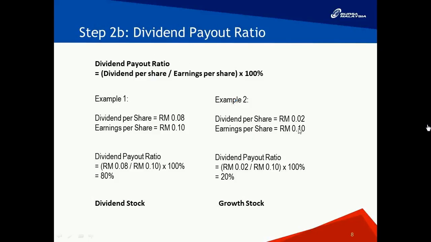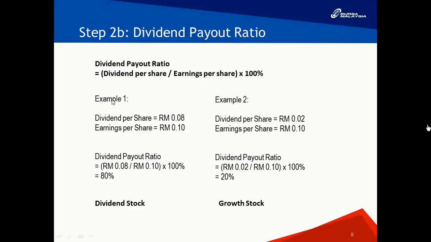Example number 2, another stock. It makes 10 cents a share, it pays out 2 cents in dividends. So if you put it in the formula, the dividend payout ratio is 20%. Now here's the significant part. Both stocks earn the same, 10 cents a share. One pays 8 cents, the other pays 2 cents. So at the end of the day, the stock in example 1 will retain 2 cents a share. The stock in example 2 will retain 8 cents a share. The one with 2 cents retained will have less money to invest for growth. The one with 8 cents retained within the company has more financial resources to invest for growth.